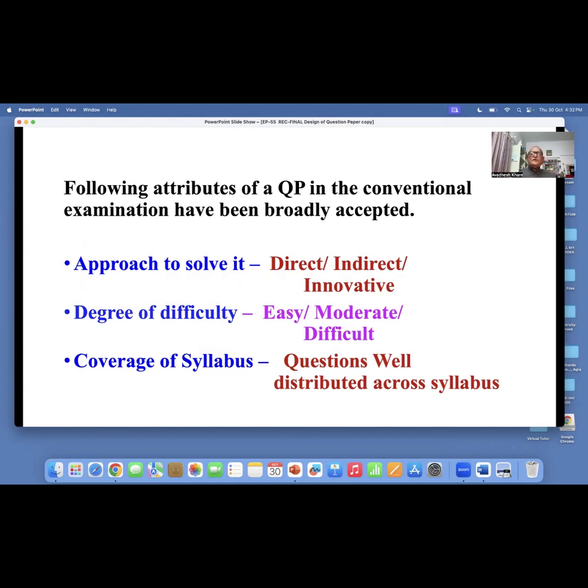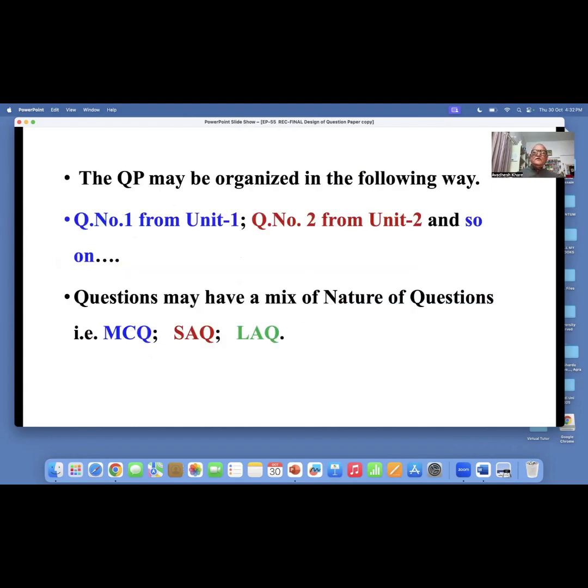The following attributes of a question paper in the conventional examination have been broadly accepted. Approach to solve it: direct, indirect, innovative. Degree of difficulty: easy, moderate, and difficult. Coverage of syllabus: questions well distributed across the syllabus. The question paper may be organized in the following way: question number 1 from unit number 1, question number 2 from unit number 2, and so on.